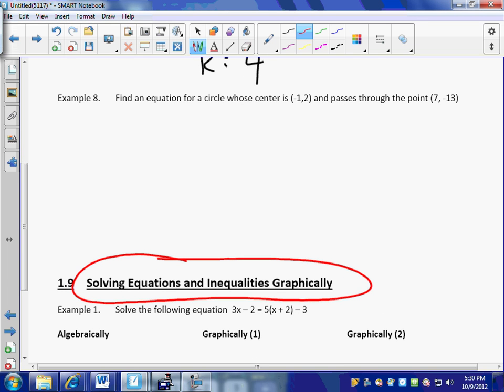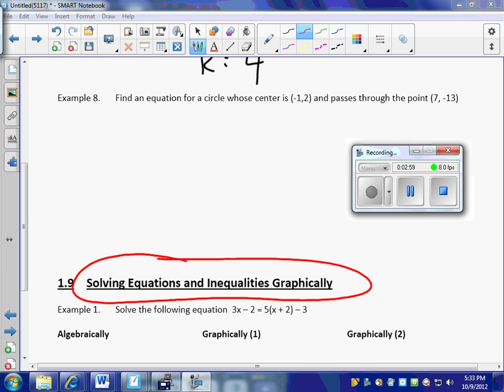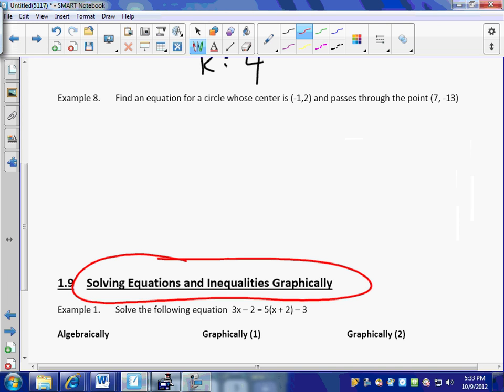So our last step is to find an equation for a circle whose center is (negative 1, 2) and passes through the point (7, negative 13). Okay, sorry about that, guys. I just got interrupted. So where are we at? Find an equation for a circle whose center is (negative 1, 2) and passes through the point (7, negative 13).